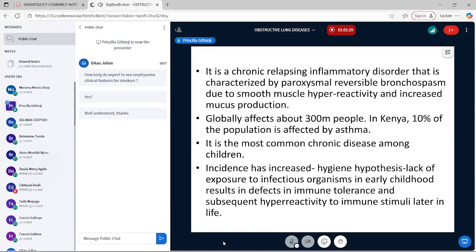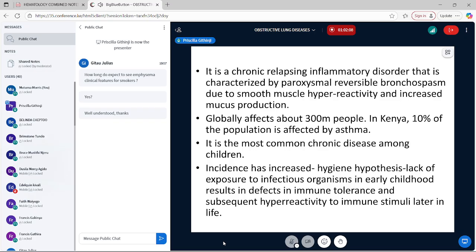So globally, asthma affects about 300 million people. In Kenya, it is postulated that 10% of the population is affected by asthma, which means for every 10 people, at least there's one person who has asthma. And asthma is the most common chronic disease among children. And what has been found is that the incidence has increased over the years. And this is postulated due to what is called the hygiene hypothesis.